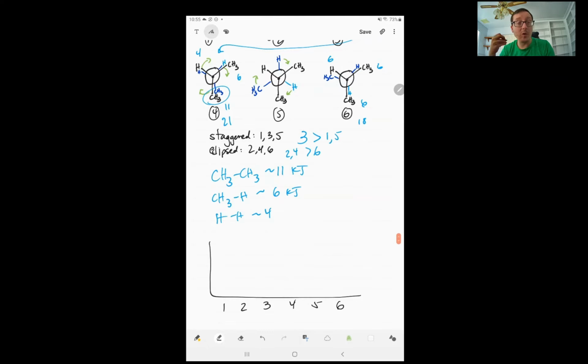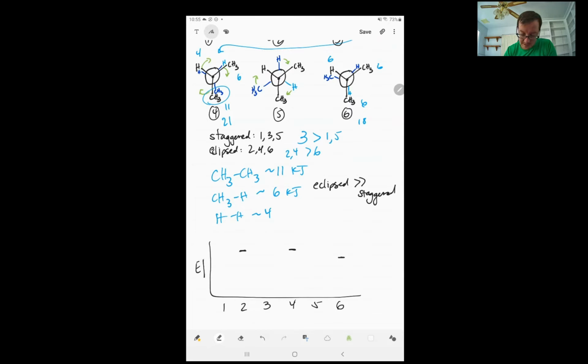Our eclipsed ones are always higher than staggered in terms of energy. So eclipsed is always more than staggered. So if we want to draw where these would end up, let's look at them. We have eclipsed ones are 2, 4, and 6. And we saw that 2 and 4 had higher energy than number 6 did. So maybe we'll draw 2 and 4 up here and number 6 maybe a little bit lower.